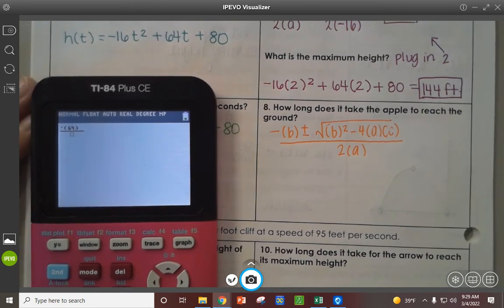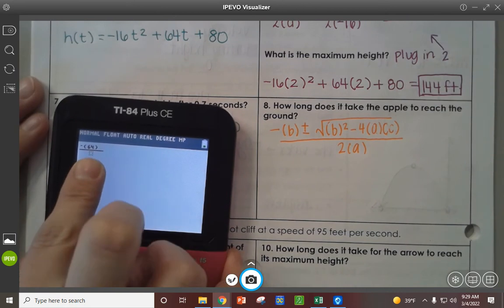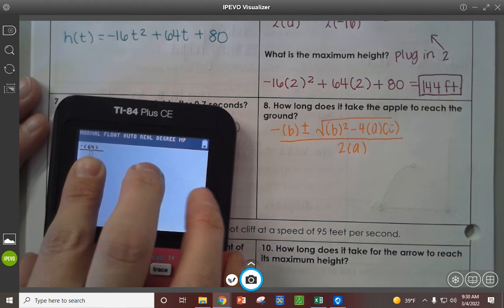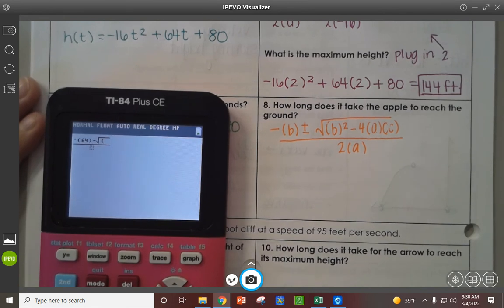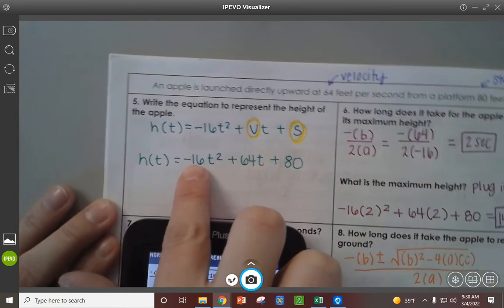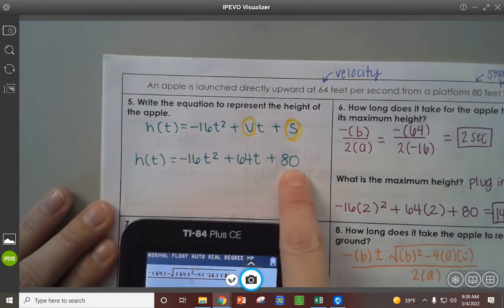Remember the thing that I told you? Just use the minus on these problems. Because if you use the plus, that's when you're going to get either 0 or a negative number. So just a minus is okay on these problems. That'll save you some time. What's our A and our B? So our A is -16, B is 64, C is 80.